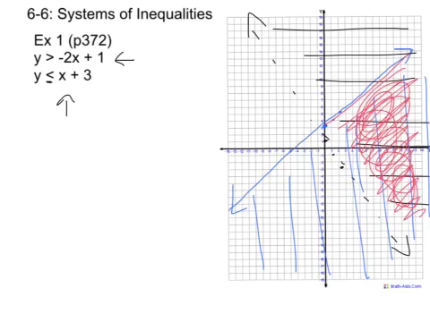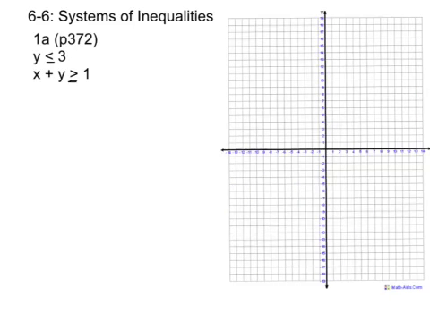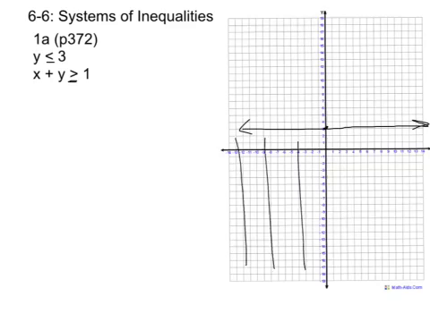So let's do another example. So here is example 1a, or actually guided practice 1a on page 372. We've got y is less than or equal to 3. Well, that one is pretty easy. I don't have any x in this one, so it's just going to be a horizontal line. My y-intercept is at 0, 3 right here. And since it can be equal, it is not a dashed line, it's a solid line. So I want everything that is less than that, so that's everything down here. So I'll just shade that in.